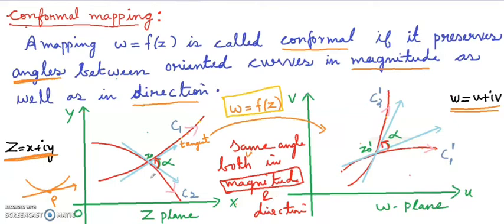So when this is true, we say this mapping is a conformal mapping. Important: we say W is equal to f of z is conformal if it preserves angles between oriented curves in magnitude as well as in direction.